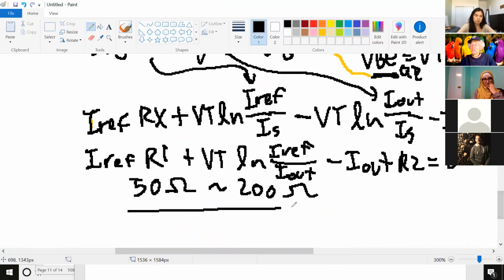So yeah, degeneration resistances, if they're bigger than that, it's probably just going to destroy your gain. So if you have to pick an R1 and R2, try to get it between 50 and 200 usually. But depending on who your lab instructor is, it may go a little bit above that to 250 or something.